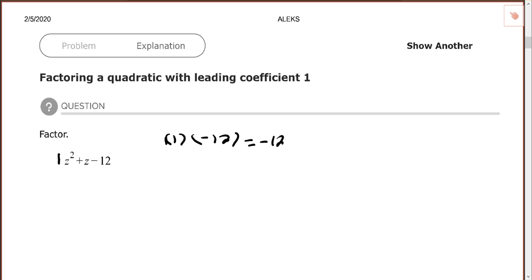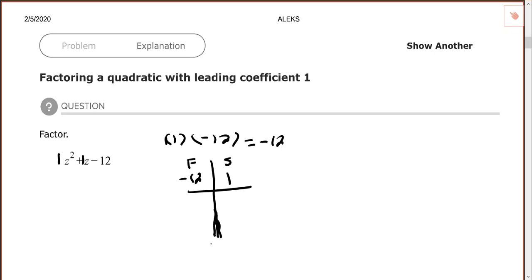I want to find factors of negative 12 that give me a sum of the middle coefficient, which is 1 in this case. So factors of negative 12 that give me a sum of positive 1. If I'm finding factors of negative 12, one number must be positive, the other factor must be negative, because a positive times a negative is a negative. All right, so let's see here.